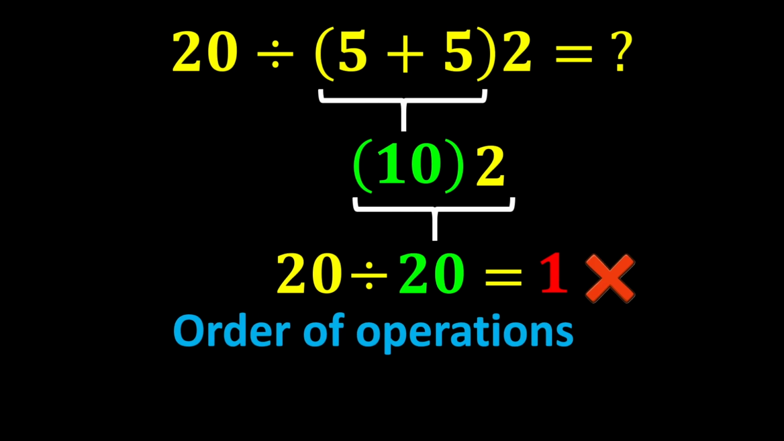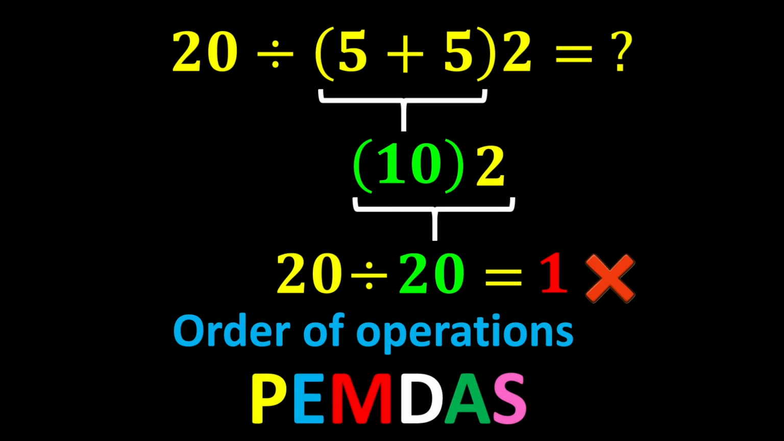The order of operations tells us that when we face a mathematical expression, we cannot start solving it from anywhere we like. Instead, we must follow a specific order called the correct order of operations. The correct order of operations is known by a short acronym called PEMDAS.